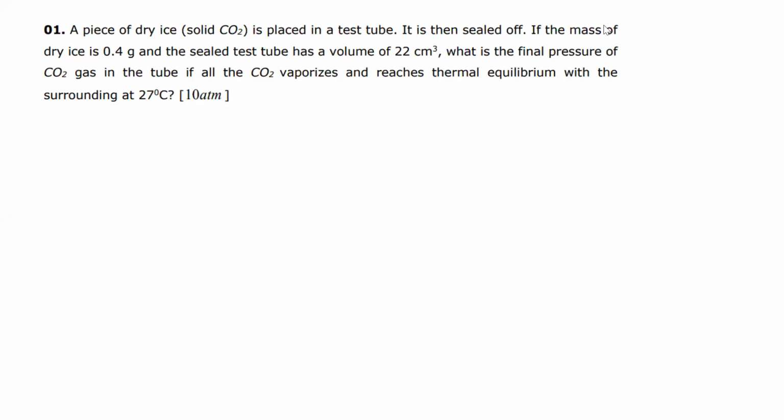All right, so the question reads: a piece of dry ice, which is solid carbon dioxide, is placed in a test tube. It is then sealed off. If the mass of the dry ice is 0.4 grams and the sealed test tube has a volume of 22 cubic centimeters, what is the final pressure of the carbon dioxide gas in the test tube if all the carbon dioxide vaporizes and reaches thermal equilibrium with the surroundings at 27 degrees Celsius?